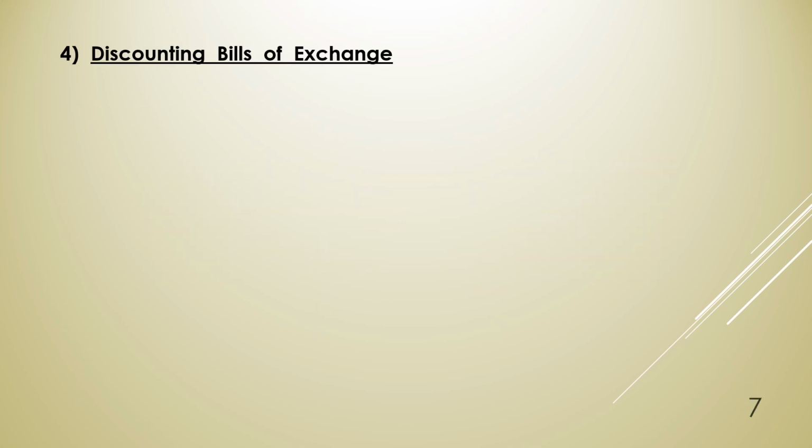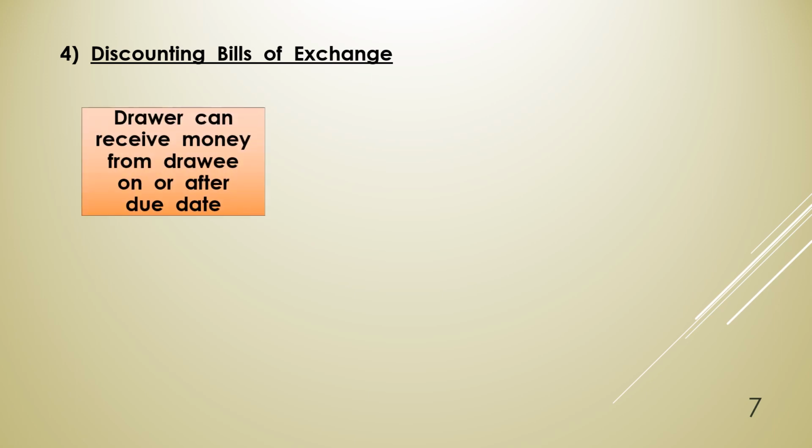Let us now move towards the last one, that is discounting of bills of exchange. Bills of exchange basically involve two parties, that is drawer and drawee. Drawer of the bill is a person who sells the goods on credit to the drawee. Thus, drawer is the seller whereas drawee is the buyer. The drawer draws a bill on the drawee for the goods sold on credit. This bill specifies a future date, that is due date, on which the drawee has to make the payment. Thus, drawer can receive money from the drawee either on the due date or after the due date.